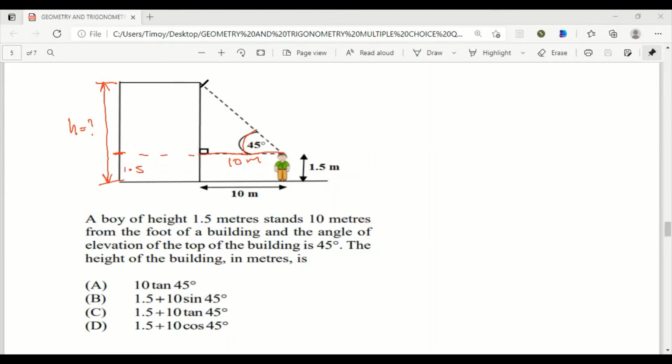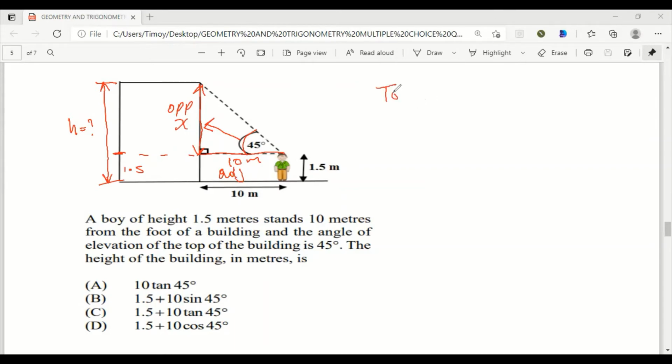So all we need to determine is this height right here of the triangle. If we can find that height, then it's just a matter of adding it to the boy's height to determine the height of the building. So let's call this height x. If we call the height of the triangle x, then we can label it according to the values that we have. So x is opposite to the angle, where 10 is just adjacent to the angle. Which ratio is this? This is going to be tangent, right?